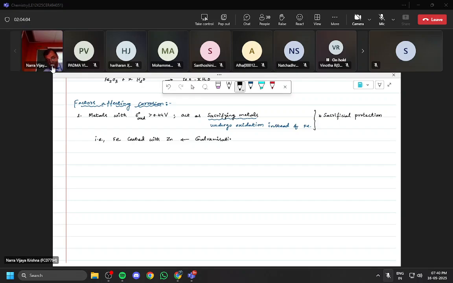Then what happened? What is the reduction potential of iron? Minus 0.44 volts. Oxidation potential is 0.44. Now, what is E0 reduction of zinc? Minus 0.76 volts. Among these two, which will undergo oxidation readily? Zinc. So, during the galvanization process, zinc will undergo oxidation, protecting iron. Zinc will not allow iron to undergo oxidation. So, rusting is stopped. Clear, sir? Any questions?